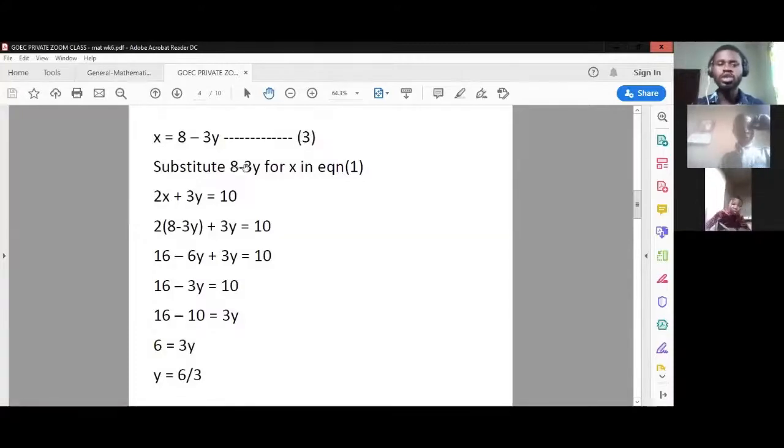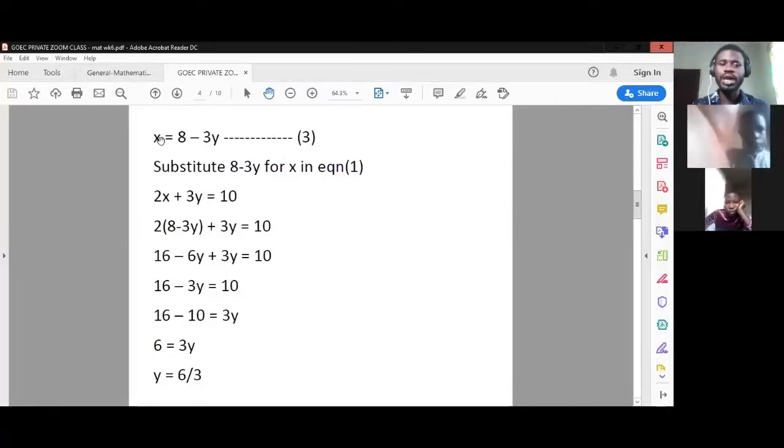Okay. Once we have done that, we are now going to substitute. You substitute 8 minus 3y for x in equation 1. Don't forget, where did we get this equation 3 from? From where did we see that x was standing alone? Is it equation 1 or equation 2? Who is with me to answer that question? From equation 2. Thank you, Chisom. It is from equation 2 that we saw that x was standing alone.